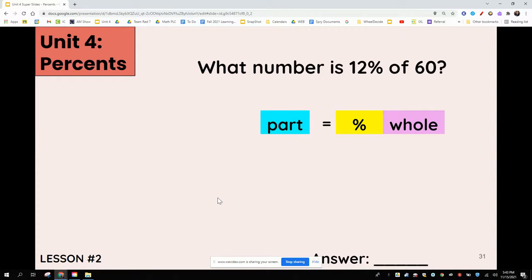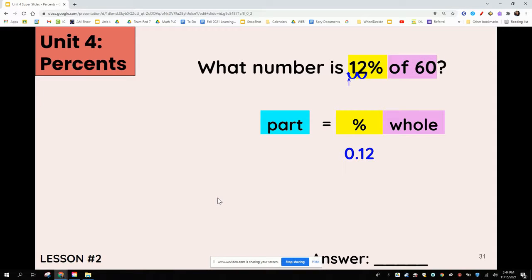What number is 12% of 60? So see how it says 12%? Am I going to put 12 into my equation? No, I am going to turn that into a decimal first. So I'm going to move the decimal over once, move the decimal over twice. That would be 0.12.